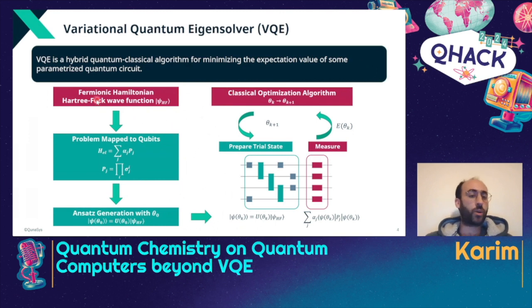First you define your fermionic Hamiltonian and your Hartree-Fock wave function. Then you map this into qubits, and then you find an ansatz with some parameters theta that you want to minimize. Then you send this to your quantum computer, where you do the preparation of the trial states, and then you do some measurements. You feed those measurements to your classical computer for the optimization, and then you feed the results back to the quantum computer, and you go back and forth like this until you reach some converged result that minimizes the ground state energy, for example.